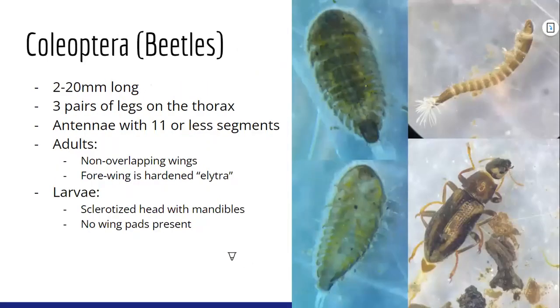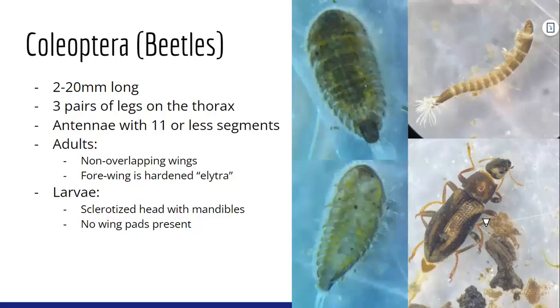We have Coleoptera or beetles. These individuals are 2 to 12 millimeters long. They have 3 pairs of legs on the thorax. You can see them here, as well as here, 3 pairs of legs, and antennae with 11 or fewer segments. Adults will have wings that do not overlap, so do not mistake them with true bugs.